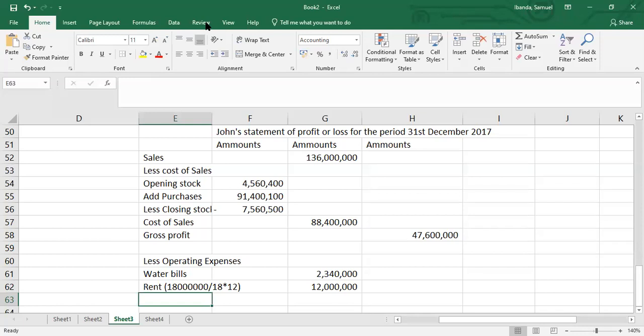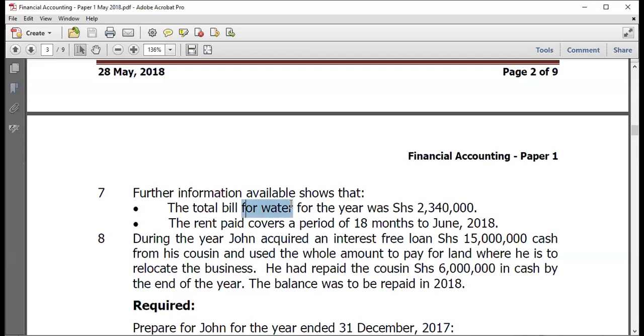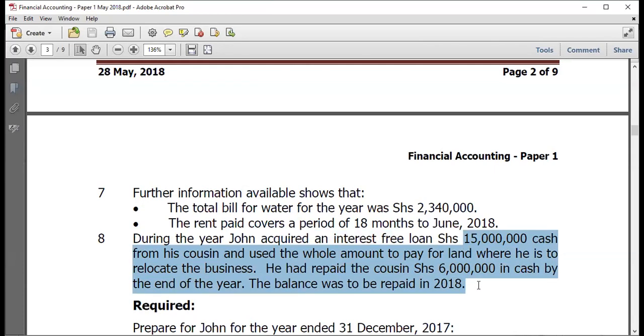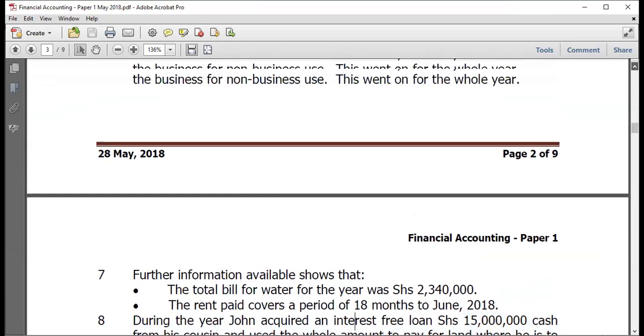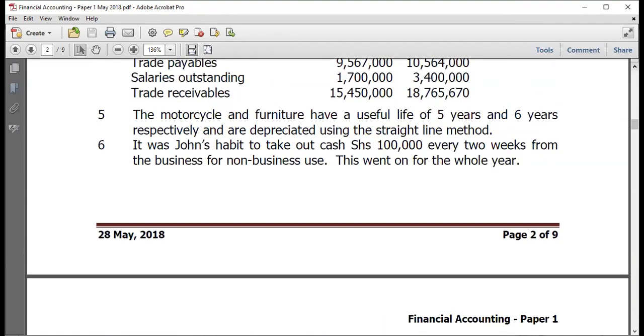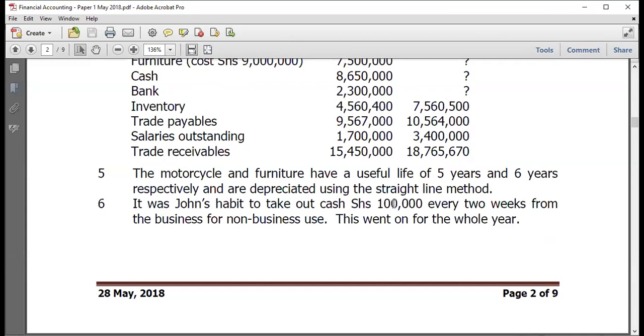After I'm done with that, I'm now going to look at other expenses. I'm done with rent. Definitely, this is about a loan. If this loan had interest, I would definitely concern myself with this statement, but this is an interest-free loan, so it has nothing to do with my expenses. It only has something to do with my expenses if there is interest. So I'll move up.